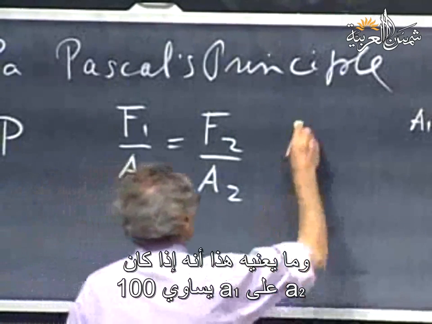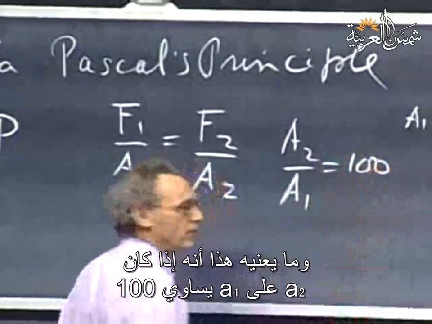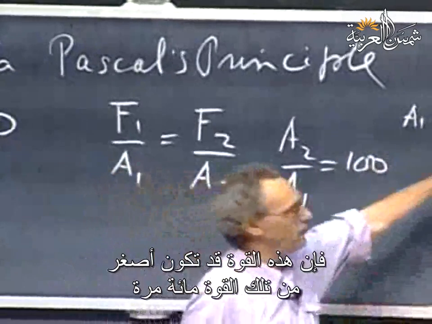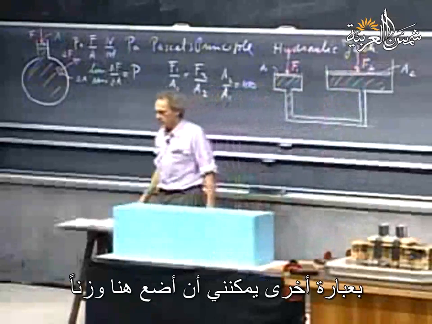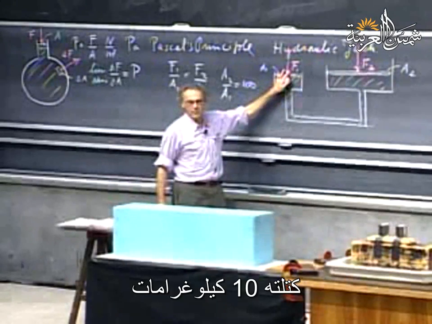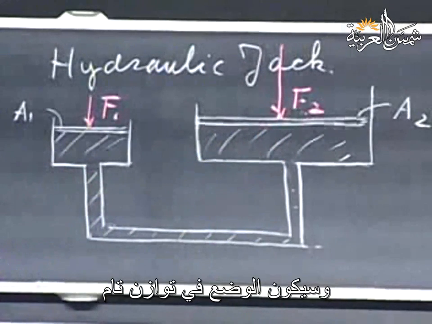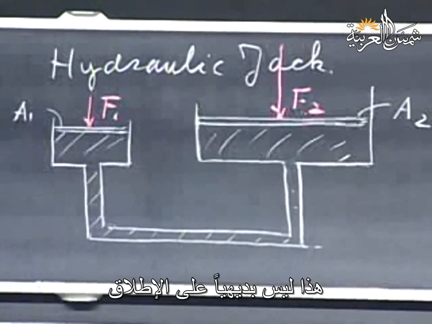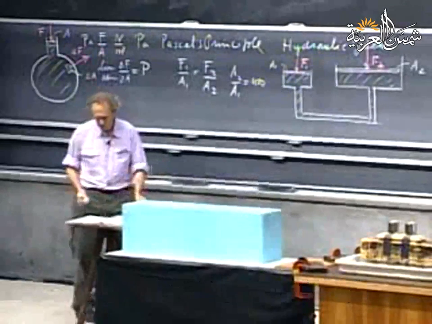So what that means is that if A2 over A1 were 100, it would mean that this force could be 100 times less than that one. In other words, I could put on here a weight, a mass of 10 kilograms, and here I could put 1,000 kilograms, and it would be completely in equilibrium. That's not so intuitive. This is used in all garages.